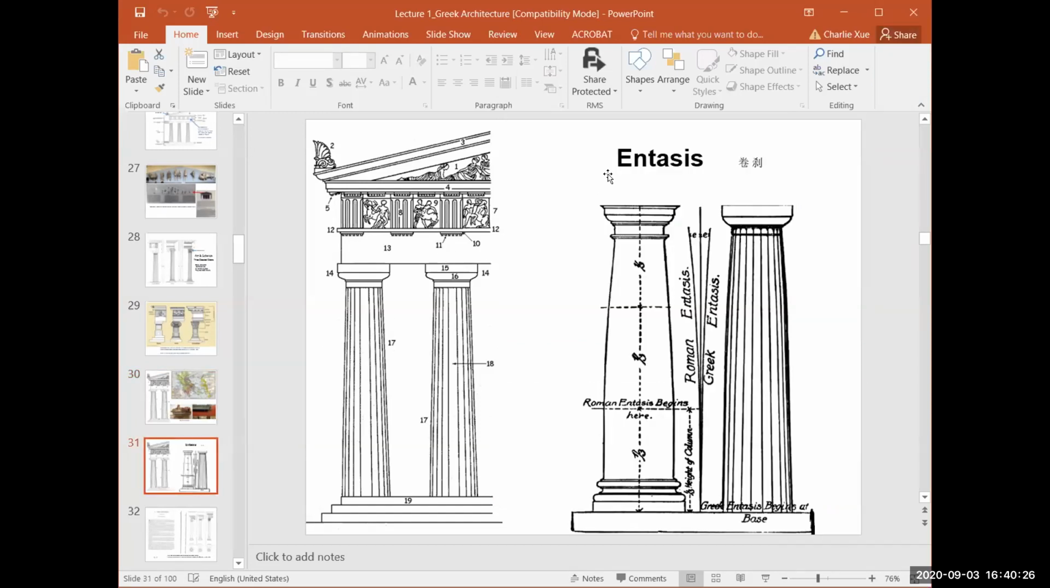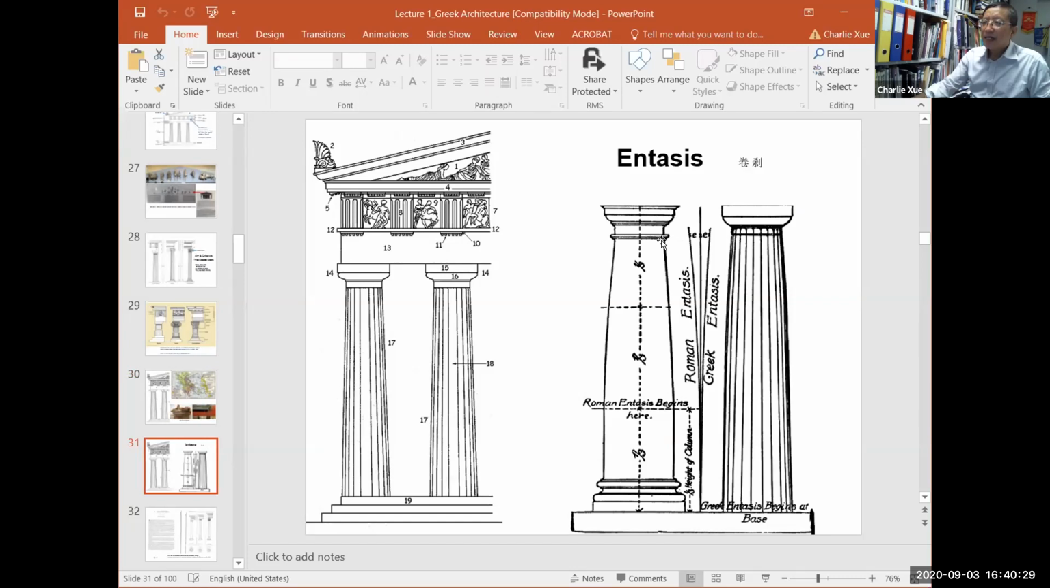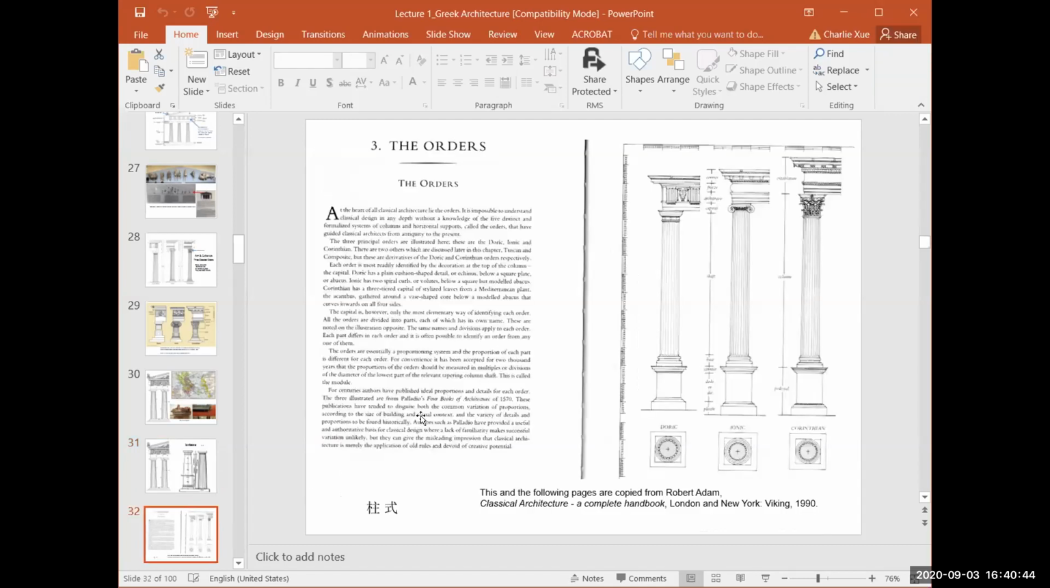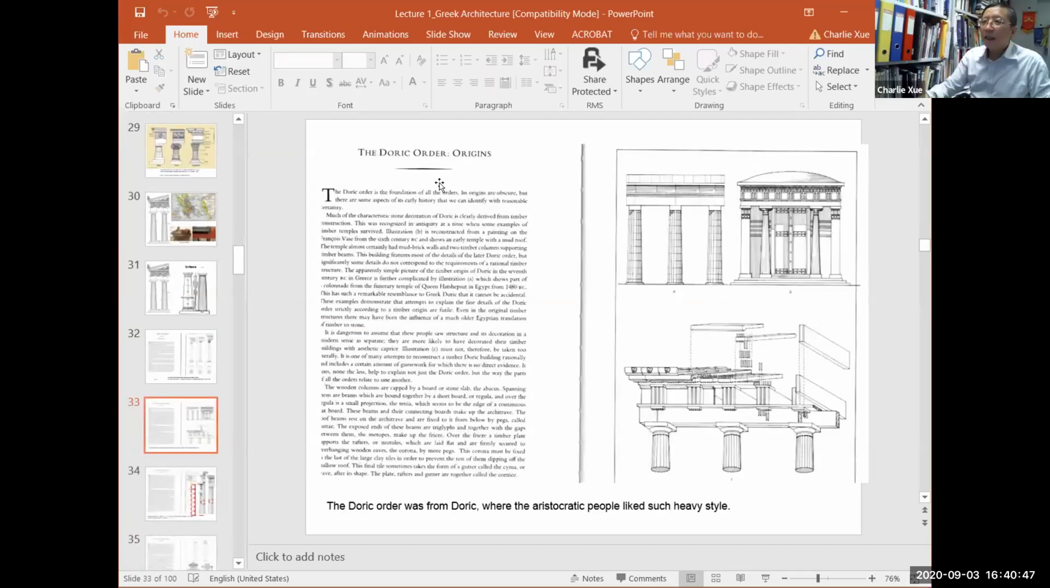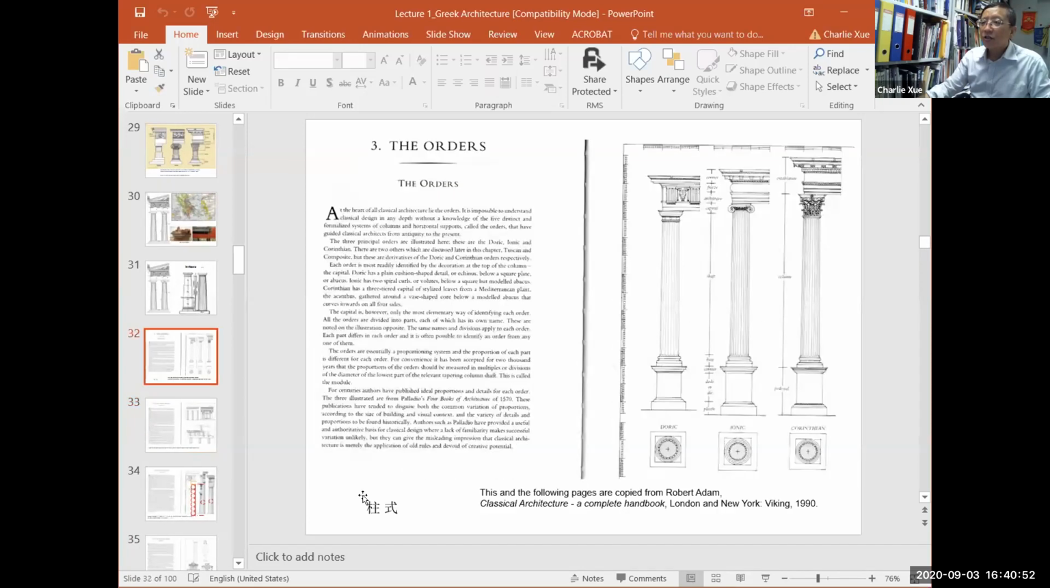And this entasis means this column is not a straight line. It has some curve. And very beautiful. And yes, order in Chinese is the 注释, and it is the order, classical order. That means classical order means the column style.